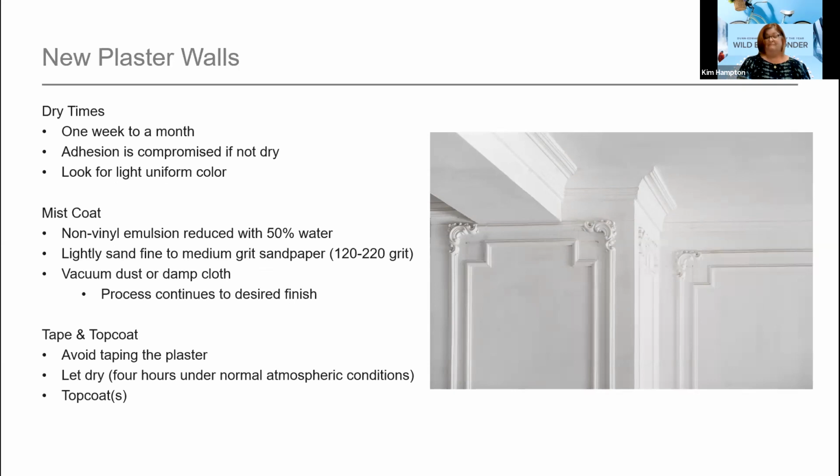Allow 1 week to 1 month for dry time. If not properly dried, adhesion can be affected. Look for a light uniform coat when determining whether or not the surface is dry. Apply a mist coat of a non-vinyl emulsion reduced 50% with water. A non-vinyl emulsion will allow the walls to dry if there is any moisture left in the plaster, versus a vinyl emulsion, which will stop the walls from breathing, and any paint on the surface will be pushed out as the plaster continues to dry.